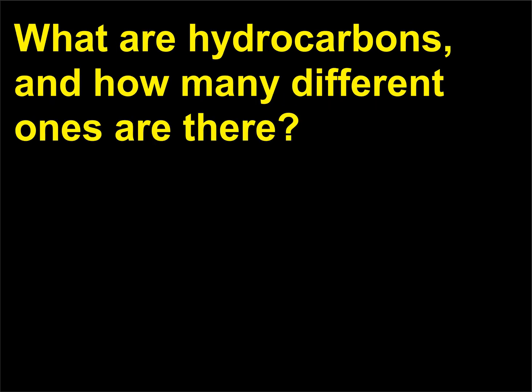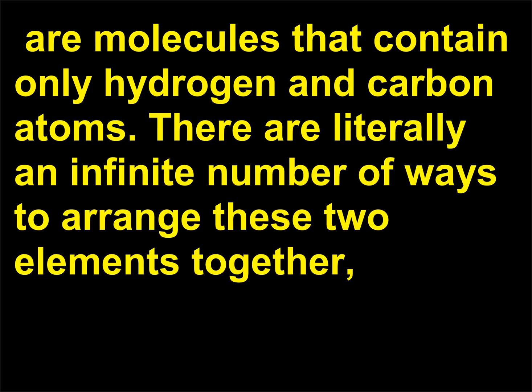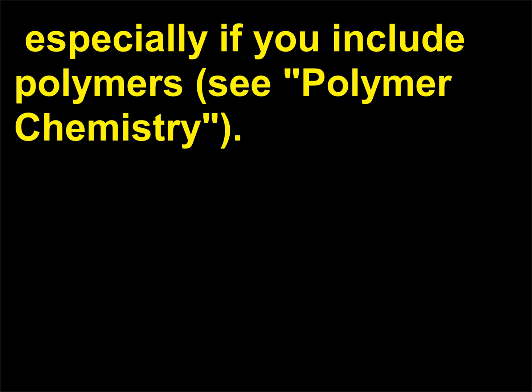What are hydrocarbons, and how many different ones are there? Hydrocarbons, as you might have figured out from the name, are molecules that contain only hydrogen and carbon atoms. There are literally an infinite number of ways to arrange these two elements together, especially if you include polymers, see polymer chemistry.